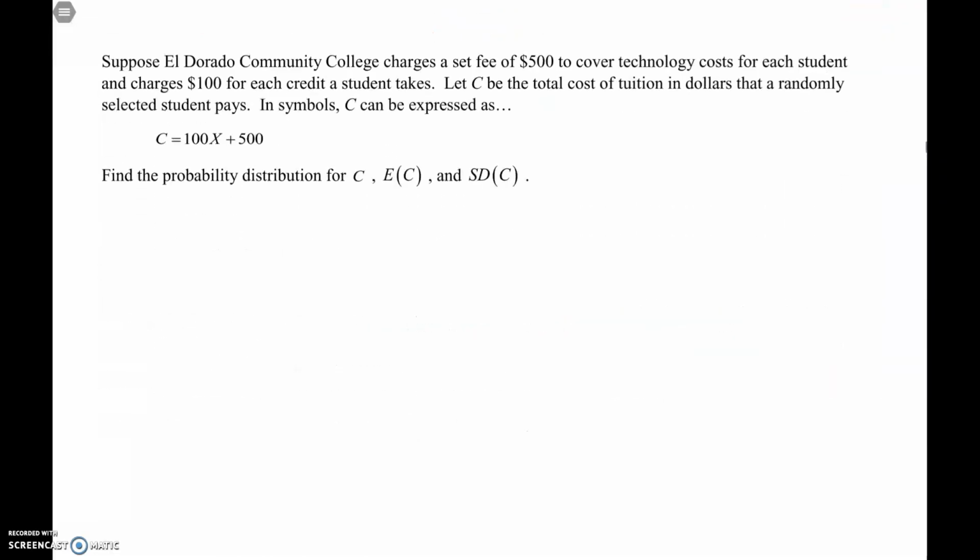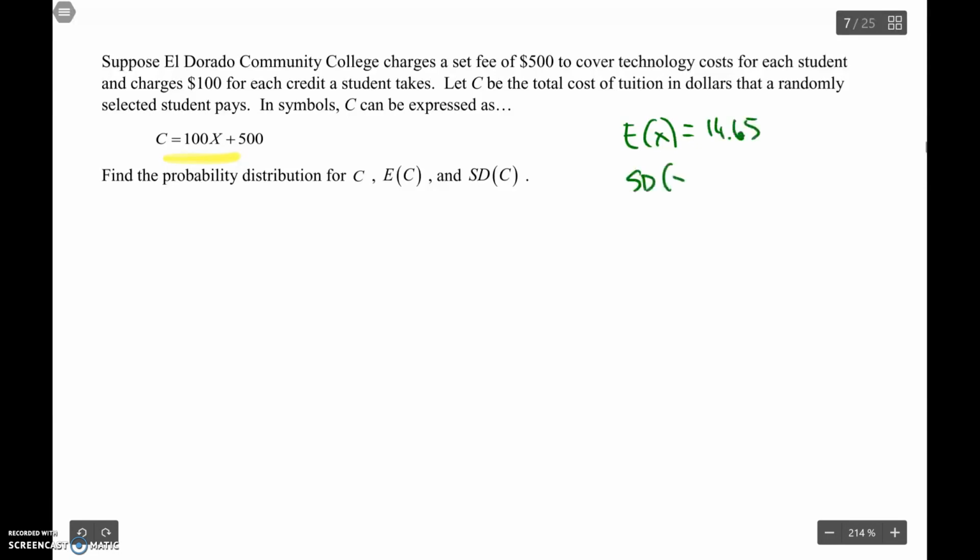All right, so suppose the community college charges a set fee of $500 to cover technology costs and charges $100 for each credit. So this is the cost of tuition. It's $100 times the number of credits, which was X, plus 500. If you remember, the expected value of X was 14.65 credits, and the standard deviation of X was 2.06 credits. So find the probability distribution for C.